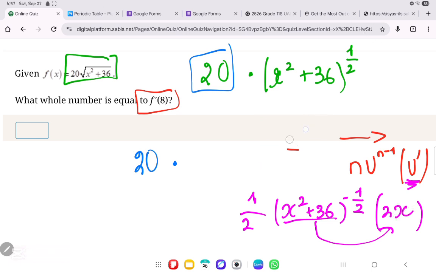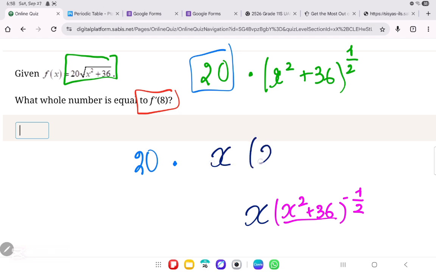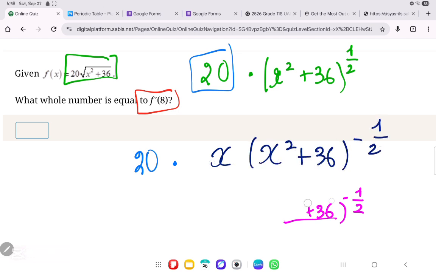So let me just erase this. Now what do we have? It's going to be 20 times 1 over 2 (x squared plus 36) to the power of minus 1 over 2 times 2x. You can simplify, and it will become what? It will become x over here. So it will become 20 times x (x squared plus 36) to the power of minus 1 over 2. And then now we don't need to expand any further. We don't need to simplify any further.